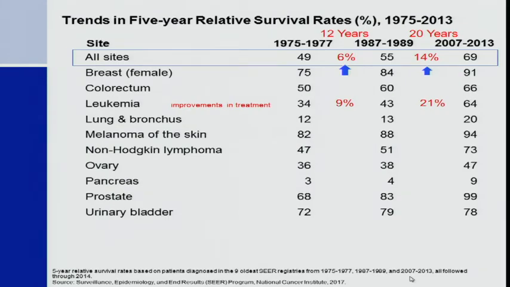Then we talk about relative survival. You remember I mentioned overall survival, cause-specific survival, and observed survival. This one is for relative survival. For all sites in the 1970s it was about 49%. After 12 years, about 55%. For now, about 69%, no matter what kind of cancer. You can see some cancers improved, for example leukemia treatment: it increased from only 9% to 20%.